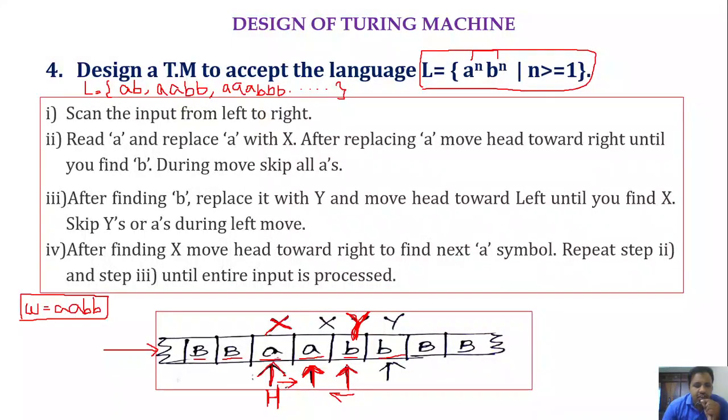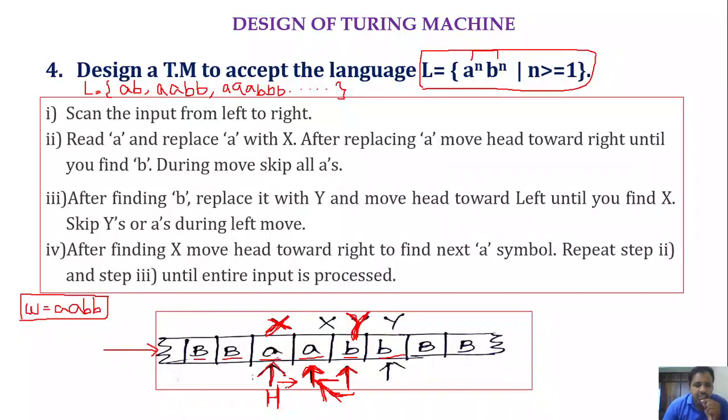If I move the head towards the left, I'll get a, small a. In the left side you may have any number of a's. So while moving towards the left, whenever you get an a, just skip that a. Keep that a as it is and move the head towards the left until we find the x character, or x symbol. If we move the head towards the left, we get the x symbol. So the x symbol is what we got here.